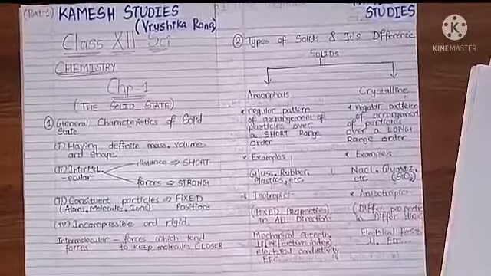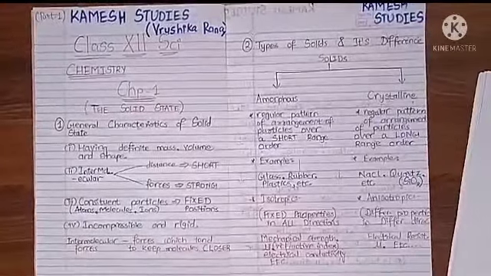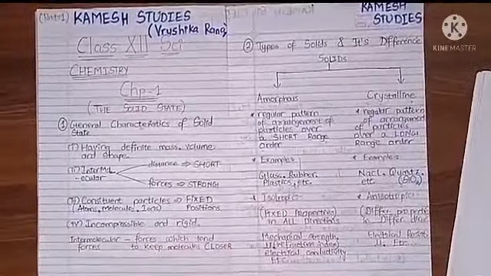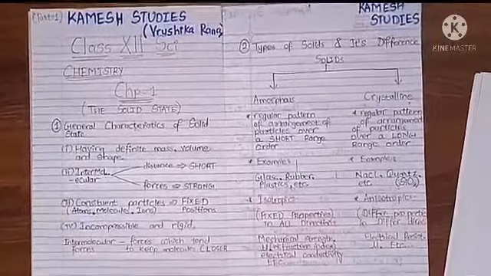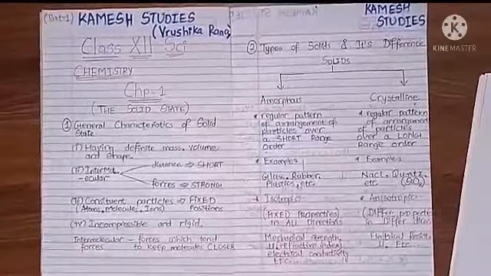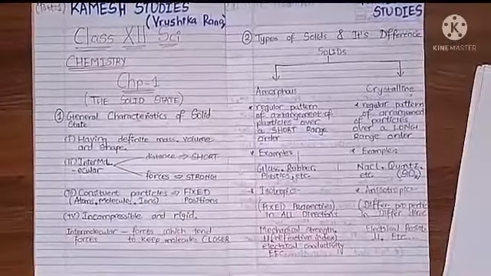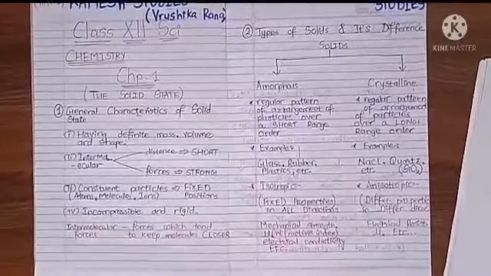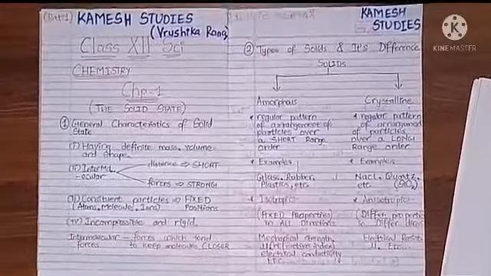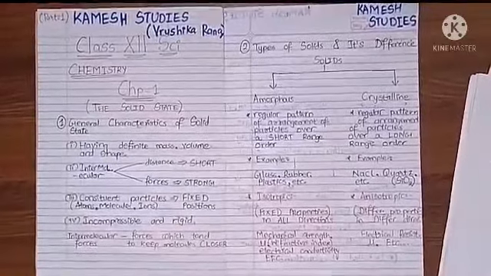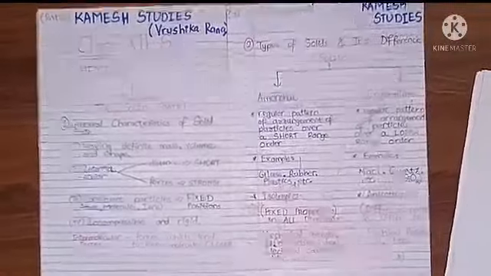Third, constituent particles. So what are constituent particles? The constituent particles may be atoms, ions or molecules, right? They should have their fixed positions. If constituent particles don't have fixed positions, they are not going to be solid. Next, it is incompressible and rigid. The last property of solid state is incompressible and rigid. If I take any example of a solid, I can't even compress it because it's a rigid object.